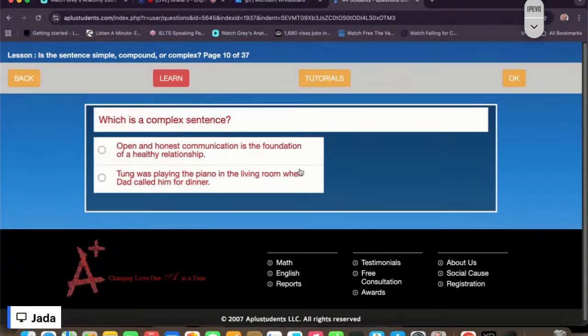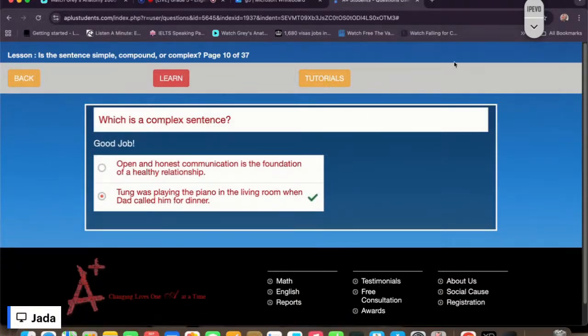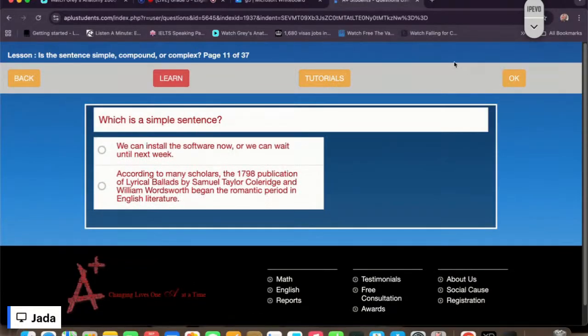So complex sentence, what do we have? First or second? Okay, so we have what? The second one. It has "when." "When" is also a relative pronoun that is used to... So simple sentence, is it the first or the second?